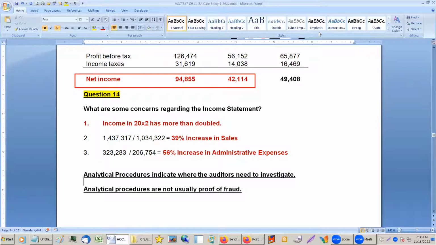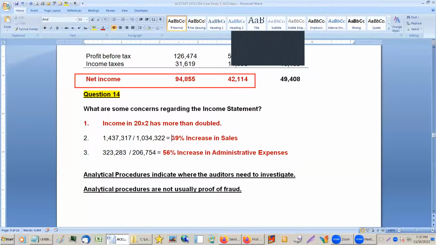And something like 95% of fraud is found through analytical procedures. They say, go look at this, go look at that, and that's where you find the fraud. So it isn't that they are worthless. If they're not proof of fraud, why do we even do them? Well, because they tell you where to look.